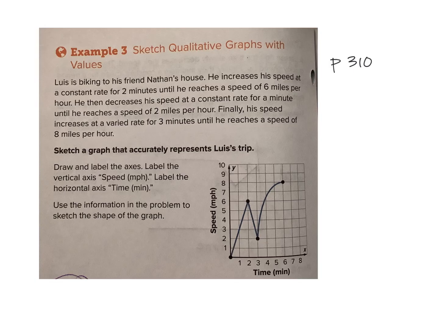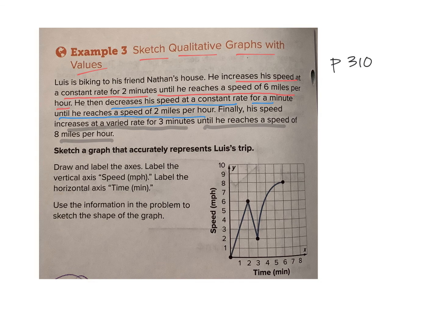All right, let's look at page 310 where it says sketch a qualitative graph with values. It says Louis is biking to his friend Nathan's house. He increases his speed at a constant rate for 2 minutes until he reaches a speed of 6 miles per hour. After that, he decreases his speed at a constant rate for a minute until he reaches a speed of 2 miles per hour. Finally, his speed increases at a varied rate for 3 minutes until he reaches a speed of 8 miles per hour. It says to sketch a graph.